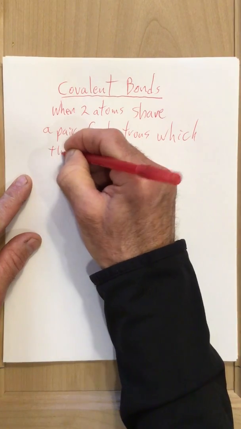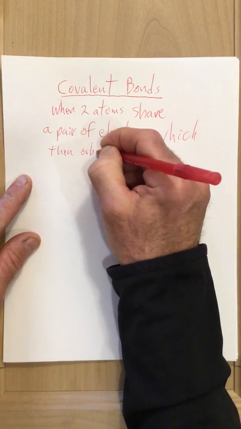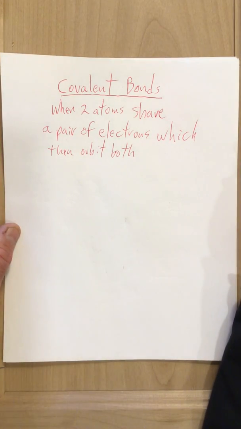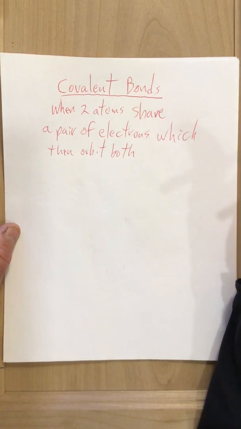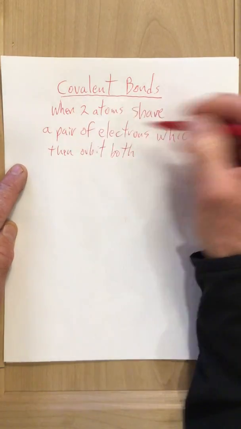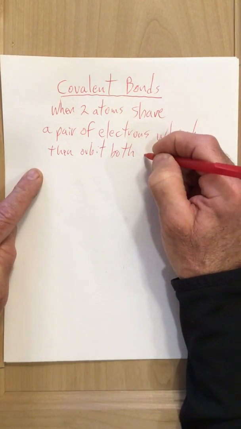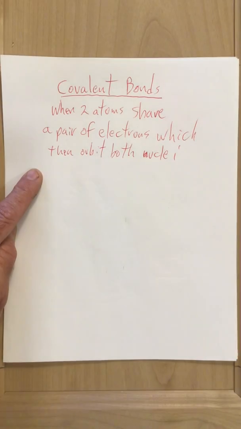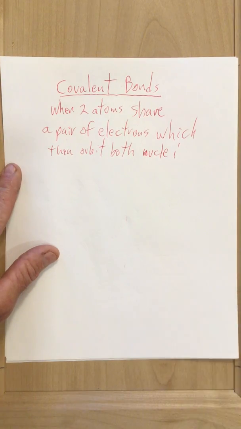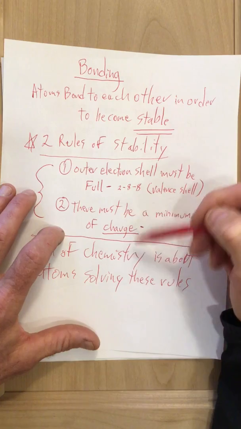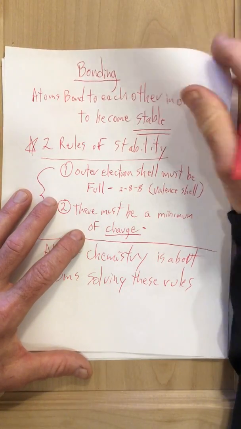Which then orbit both. And this is the cool thing. You're going to fill up your outer shell, but the atoms aren't going to get any extra charge because you're not going to strip electrons. You're not going to lose or gain electrons. You're just going to share the ones you've already got. Okay? So when 2 atoms share a pair of electrons, which then orbit both nuclei at the same time. It's sort of the ultimate cheat when we're talking about the rules. We're going to cheat this and fill up the outer shell, but we're going to cheat this because we're not going to end up with a charge at the end.